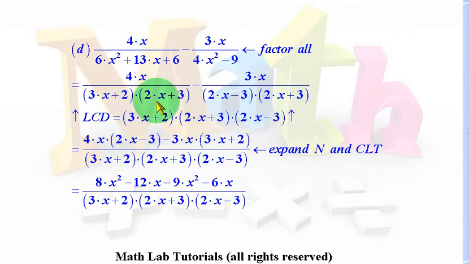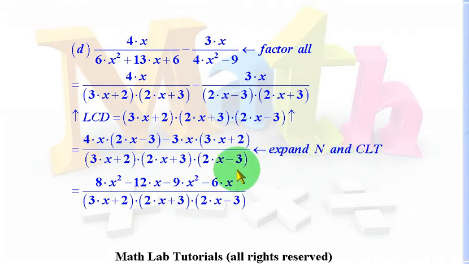When you compare this to this, what's missing is the 2x minus 3. And so you drop it inside the bin. This is the one that's missing. Drop it inside the bin. When you compare the old denominator to the new one, what's missing is the 3x plus 2. So you pick up the 3x plus 2 and you drop it inside the bin. At this point, you want to expand the numerator and collect like terms.